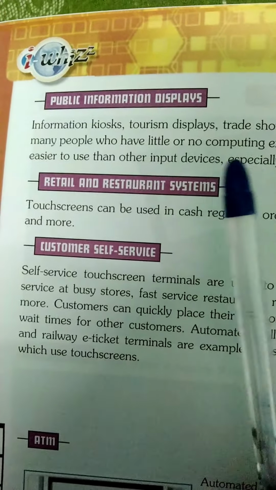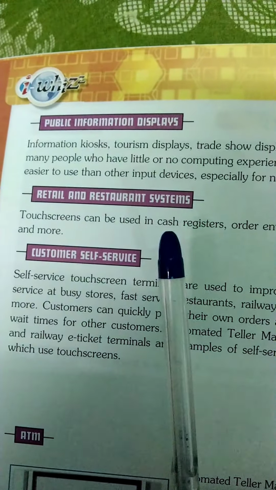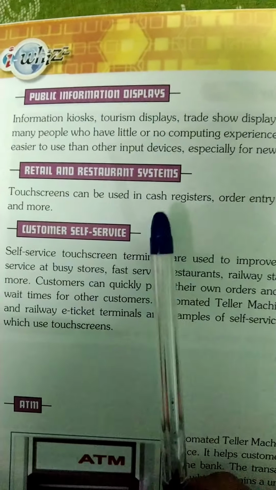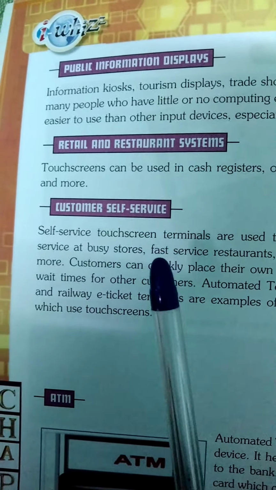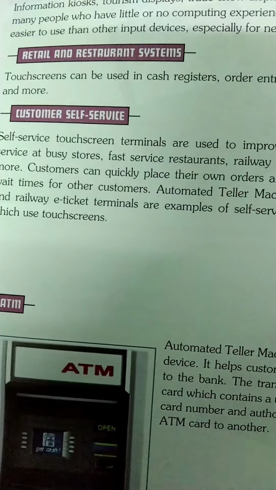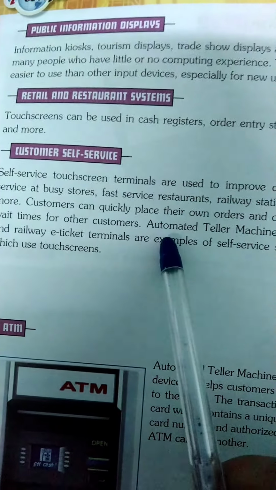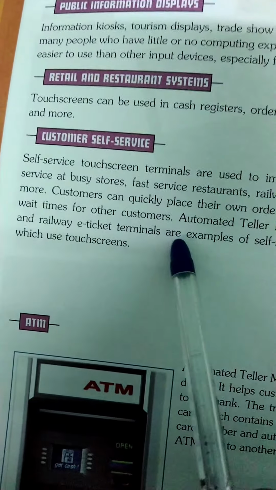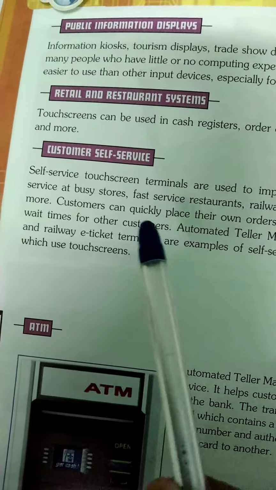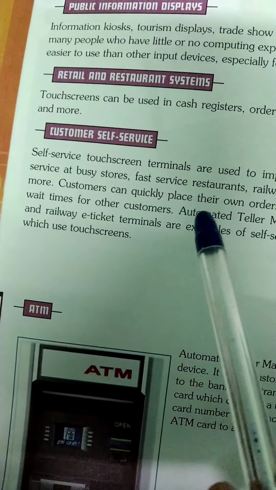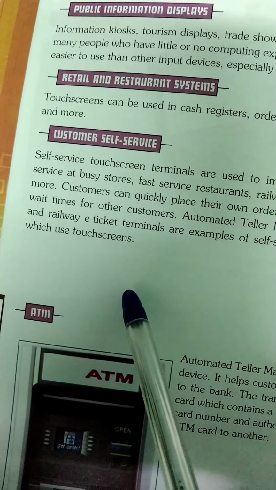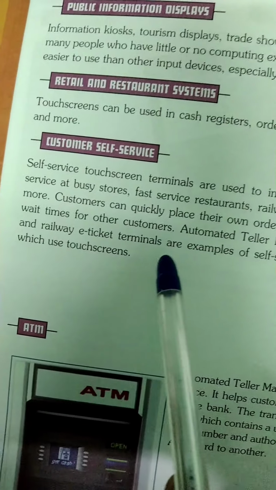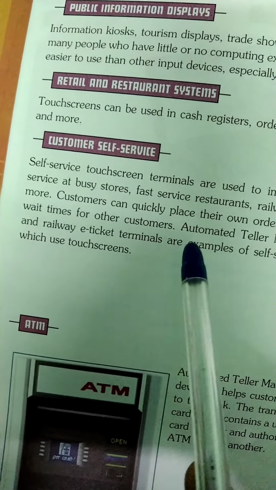The next one is retail and restaurant systems. Touchscreens are used in cash registers, order entry stations, reservation systems, and more. Then how is it used in customer self service? In some stores, restaurants and railway stations, they use self-service touchscreen terminals. Here the customer can quickly place an order, which decreases the time the customer spends. And in ATMs, automated teller machines, and in railway e-tickets also, they use customer self-service touch screens.